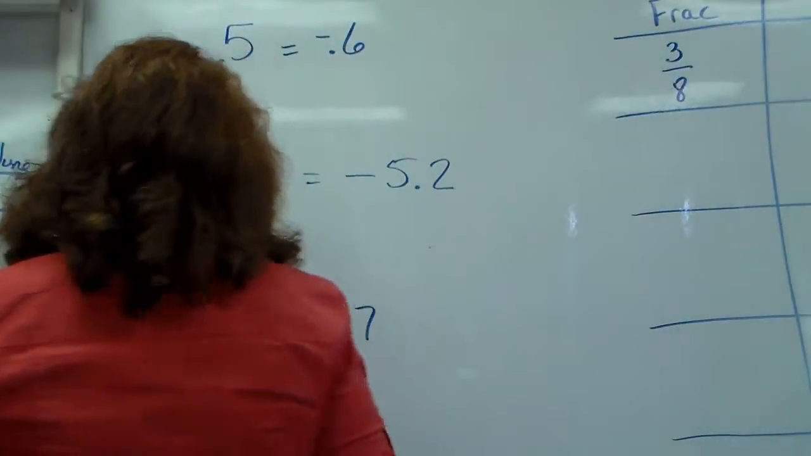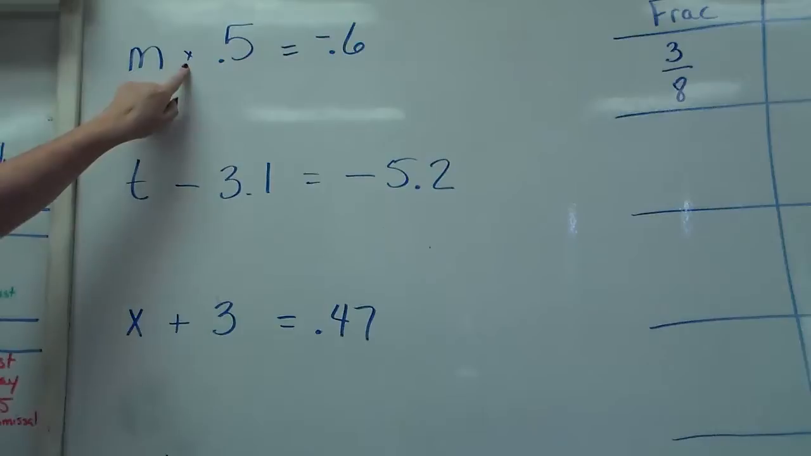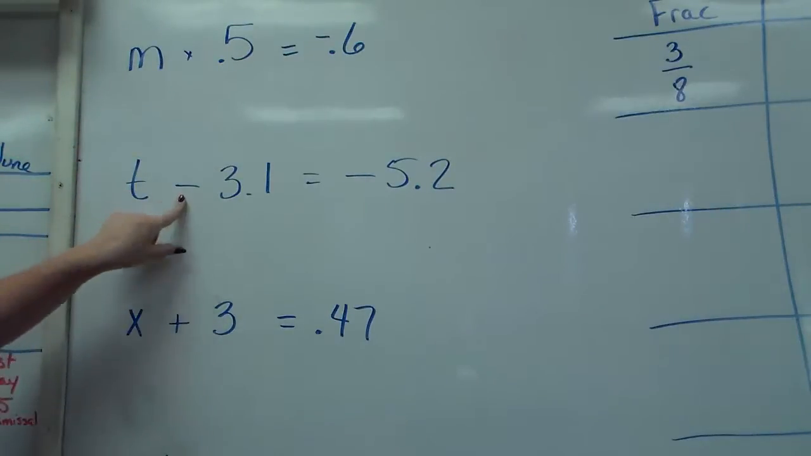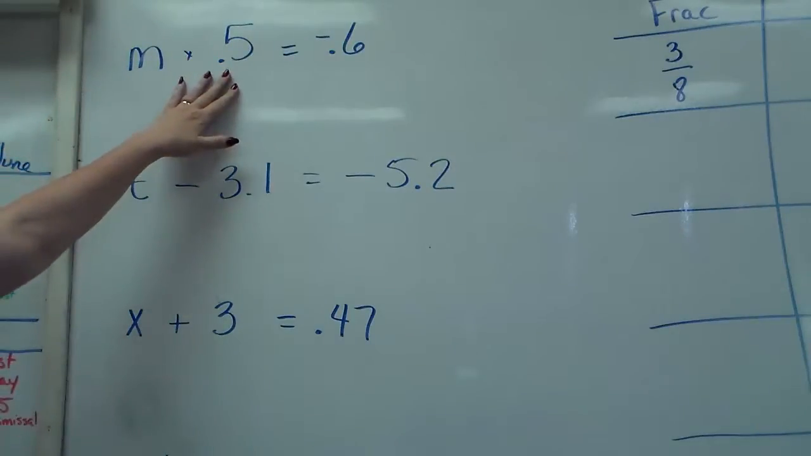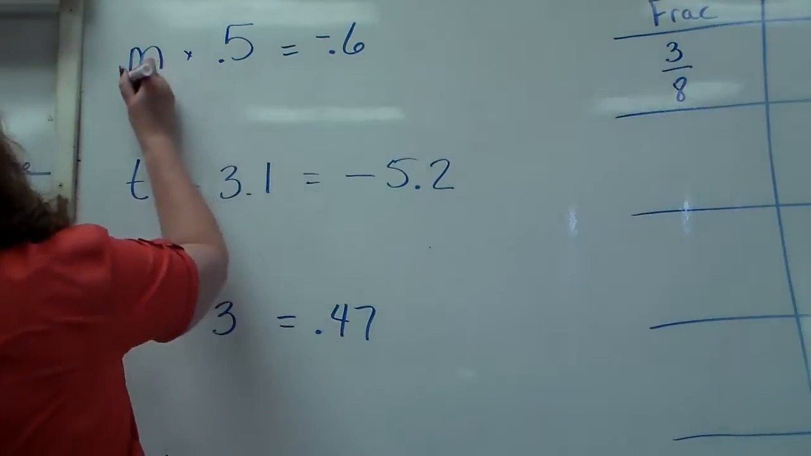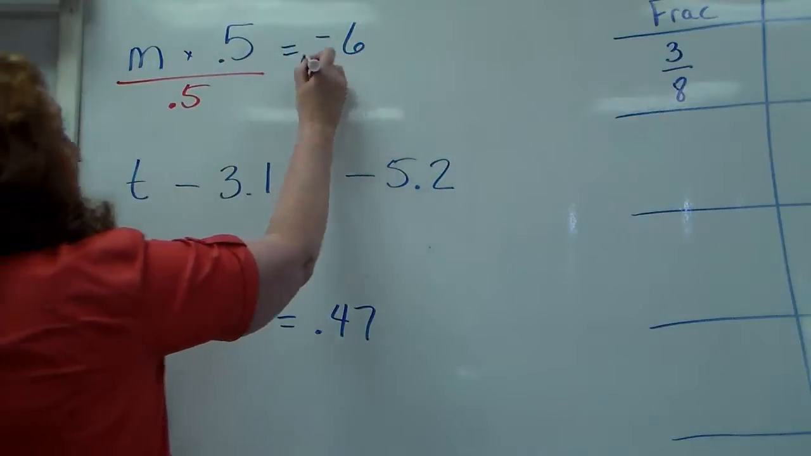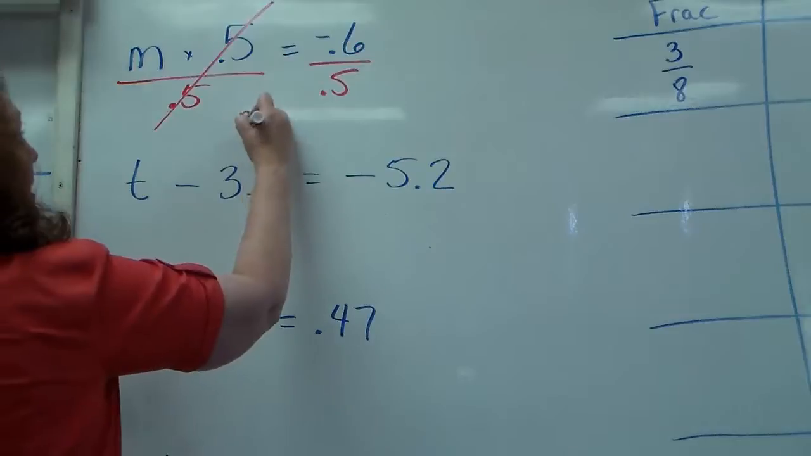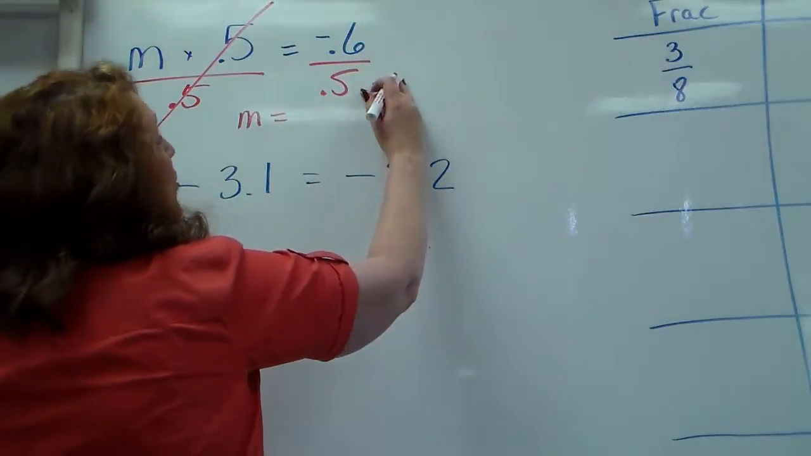So we're going to start with solving equations, and we're going to first look at what's going on here because we have to do the opposite of whatever's happening to our variable. Well, in our first one, we have a 0.5 multiplied to our m. So we're going to have to divide each side by this number. Divide by 0.5. And that makes this go away. So we've got an m equals. And we've got to figure out what 0.6 divided by 0.5 is.